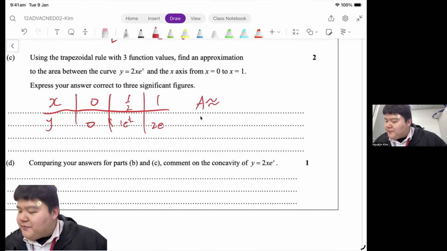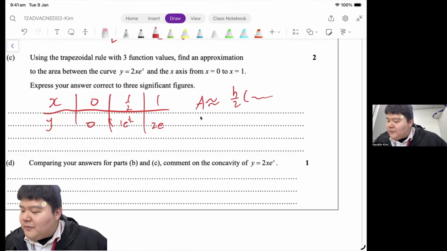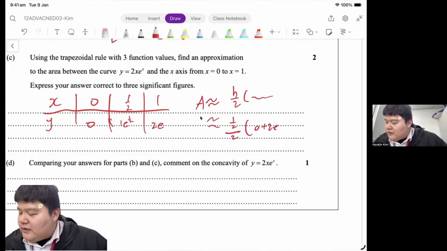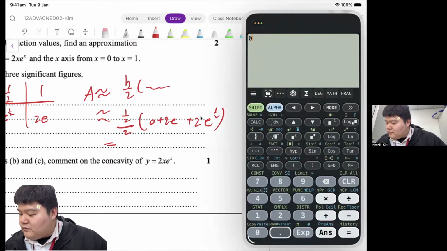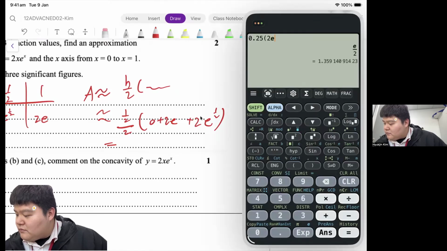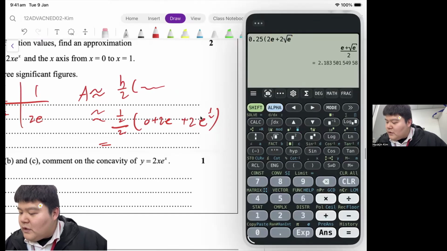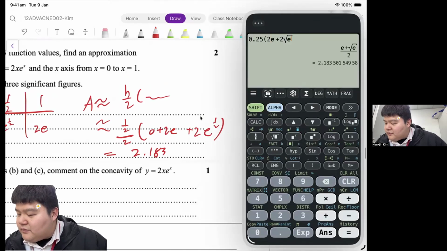Area is approximately h on 2 and so on, right? H on 2, h in this case is 1 on 2. So 1 on 2 over 2, 0 plus 2e plus 2 times e to the half. That gives 2.183, and to 3 significant figures, 2.18.